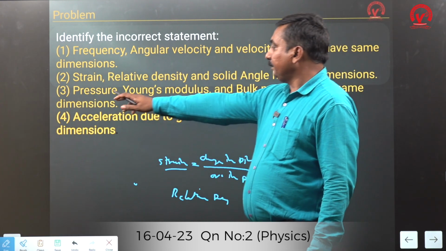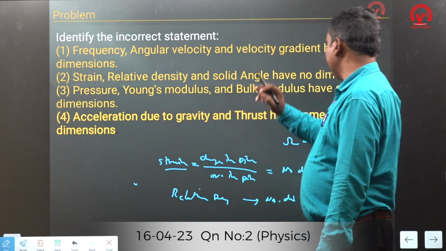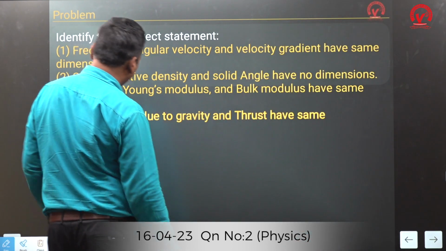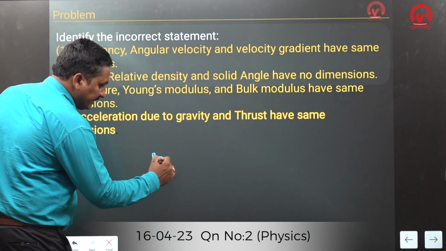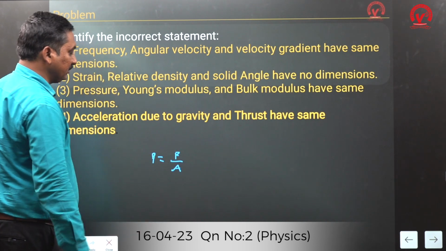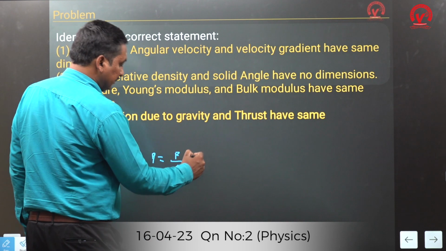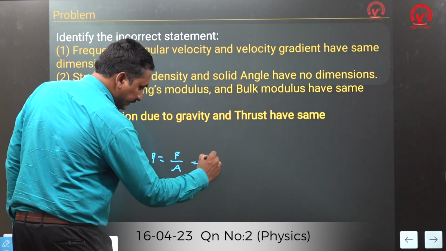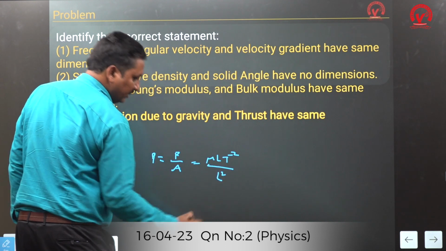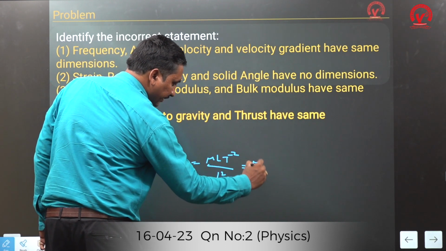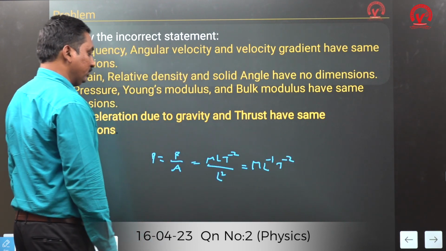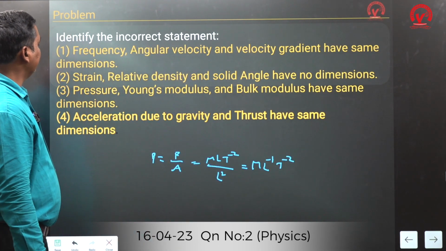Third one, pressure, Young's modulus and bulk modulus have the same dimensions. Pressure is equal to F by A, force per area. For this the dimensional formula is M L T power minus 2 by L square. So this is equal to M L power minus 1 T power minus 2. This is the dimensional formula for pressure.